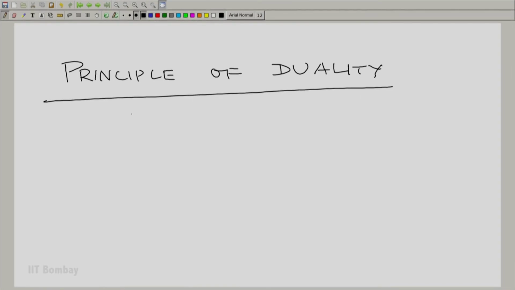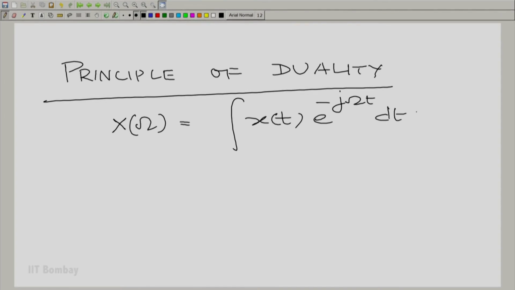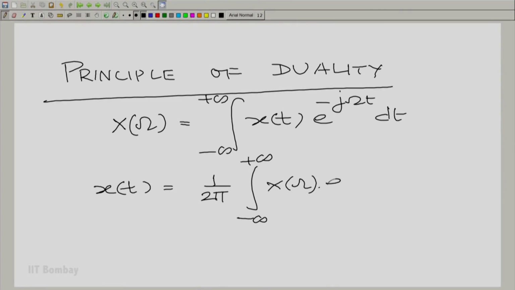The idea is very simple. Begin with the expression for the Fourier transform. So, I have capital X(ω) is the integral of x(t) e^(−jωt) dt. Now, write down the expression for the inverse Fourier transform. x(t) is 1 by 2π integral, of course, all these integrals are from minus to plus infinity, of capital X(ω) times e^(jωt) dω.